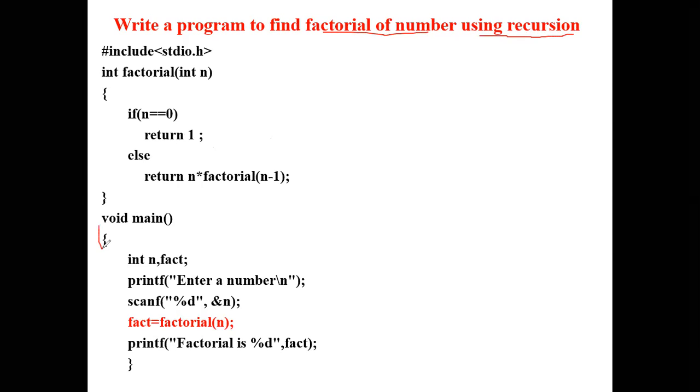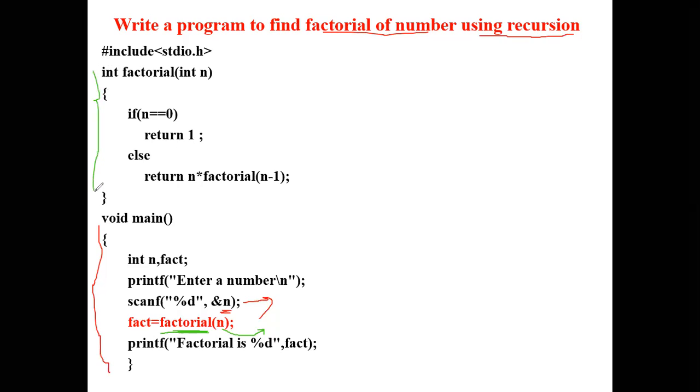You can see here we are starting the main program. Inside the main program we are taking the number, storing it in a variable n, and then we are calling the function. This is a function called factorial. This is the name of the function, and we are passing one actual parameter, n. When we make a call to the function, control goes to the function definition.